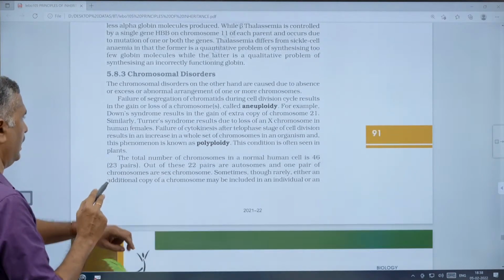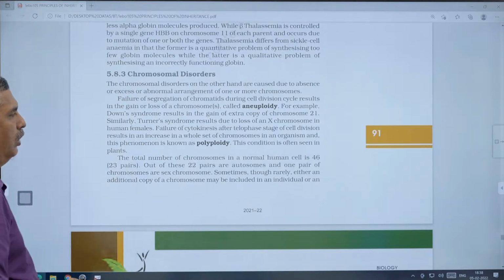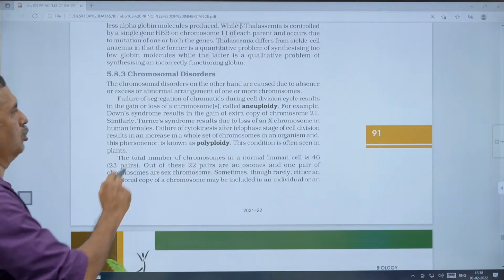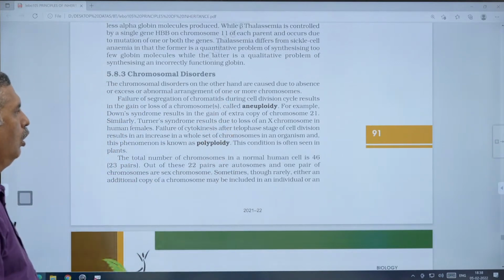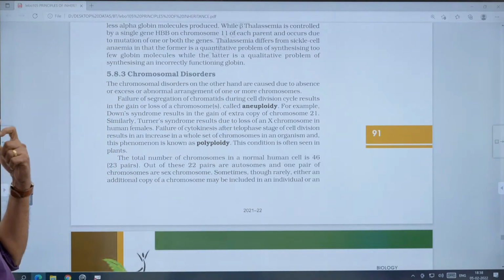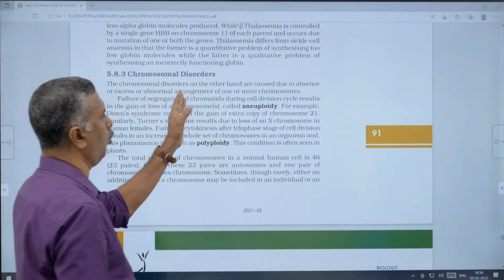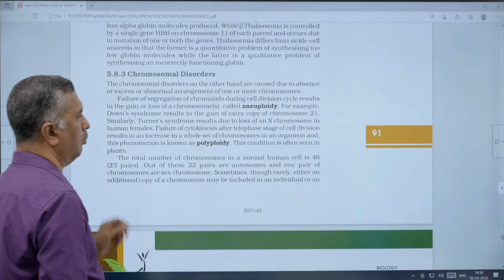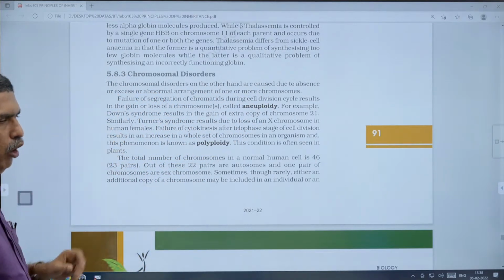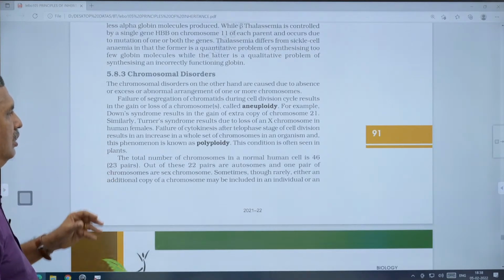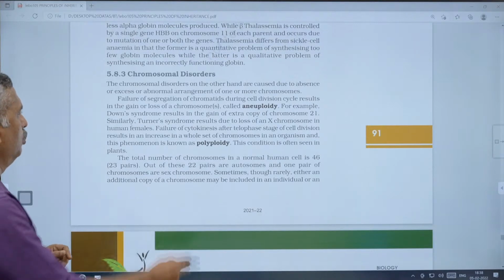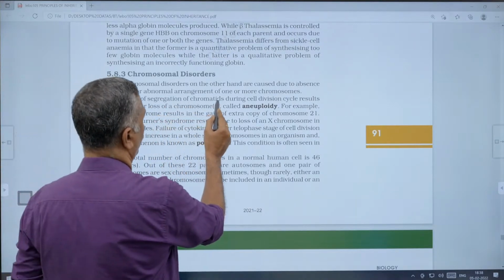The last part of this chapter will be chromosomal disorders. Chromosomal disorders are also caused due to the absence or excess or abnormal arrangement of one or more chromosomes. But the chromosome number will be affected. Chromosome number is called ploidy. Normal chromosome number is called euploidy. If there is either gain or loss in a set of chromosomes, that is due to failure of segregation of chromatids.